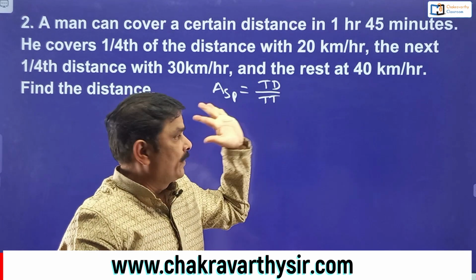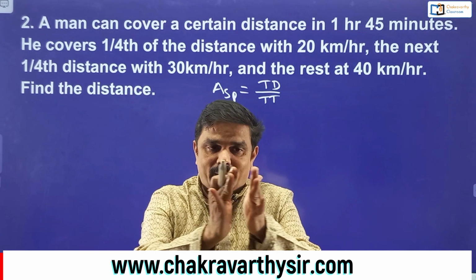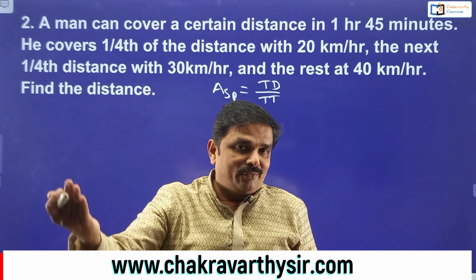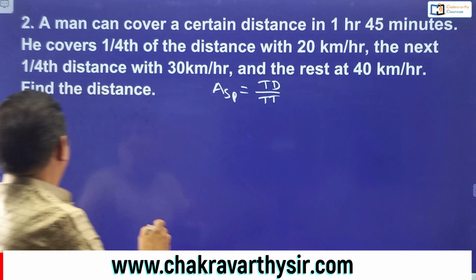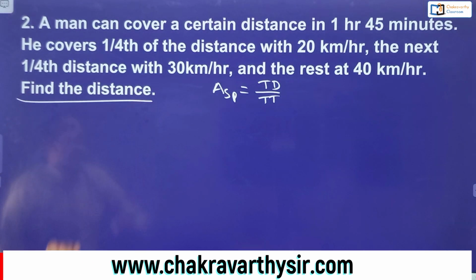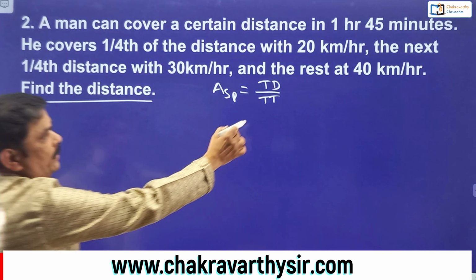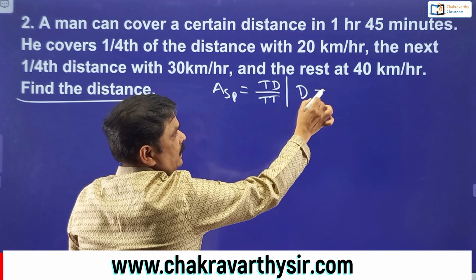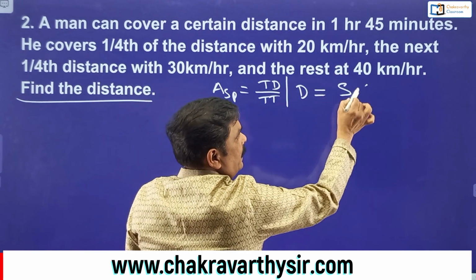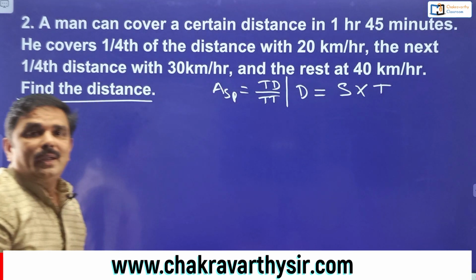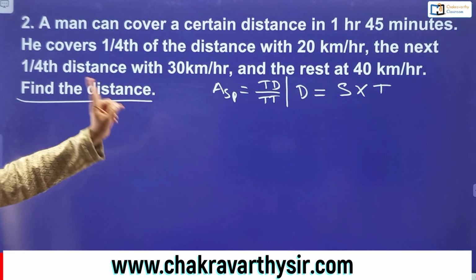But first, go for the question as it is. The problem is divided into 2 parts, question and information part. I'm going for the question part. What's that? Find the total distance. Now, how to find out the distance, students? To find out the distance, I should know speed and time. Distance is equal to speed and time.